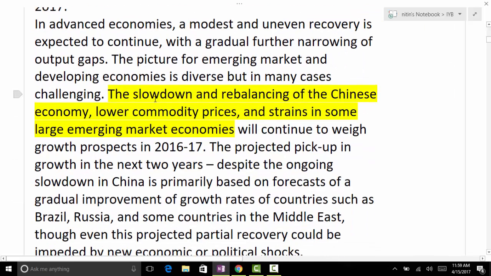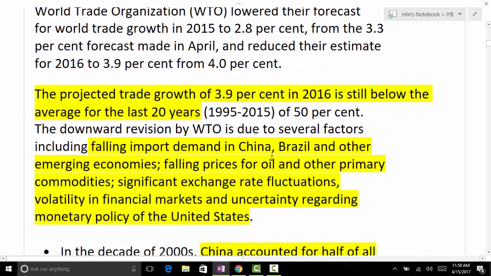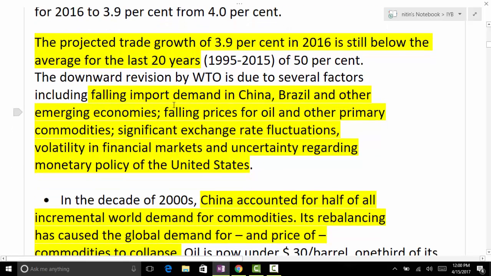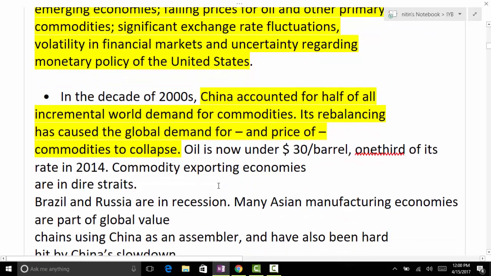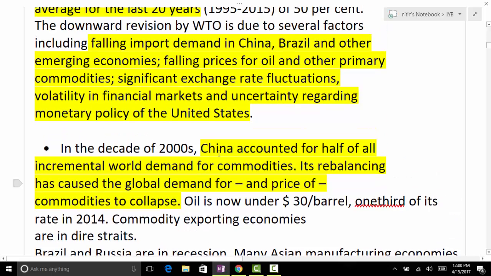Even here it shows the slowdown and rebalancing of the Chinese economy, lower commodity prices, and strains in some large emerging market economies. So these are certain challenges that our world economy is facing. Then it gives the projection that trade growth has been very low in comparison to the last 20 years. Why has this been low? You can leave this, or for understanding, you can have an idea of what issues and challenges are going on in our world economy.